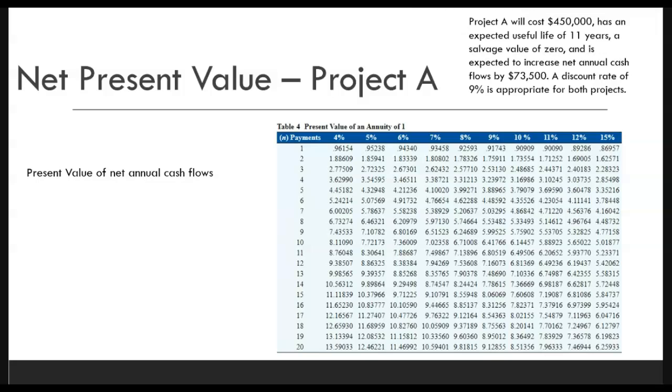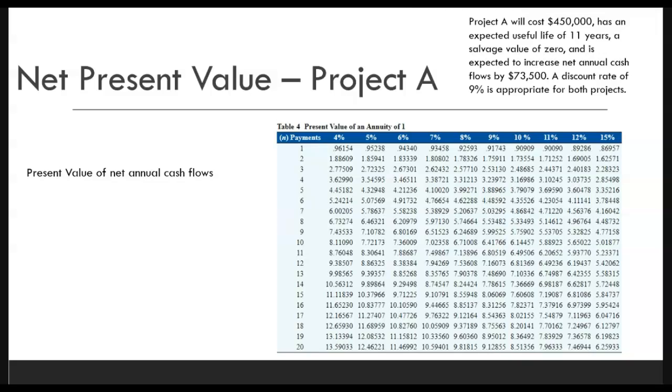So we have this chart here. This chart's going to tell us some interest factors. And we can use these interest factors to help us find the present value of an annuity. And since these are annual cash flows, that's what makes it an annuity. We're going to be receiving these $73,500 here for project A every single year.